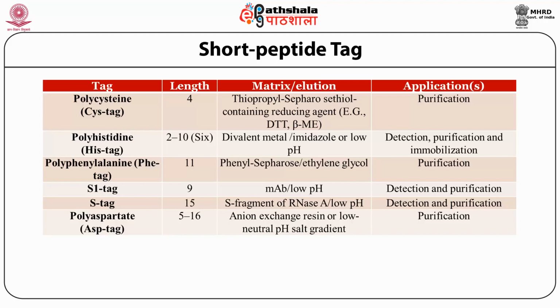And the last is polyaspartate tag. The matrix is anion exchange resin and it can be eluted in presence of salt gradient. This is often used for purification.